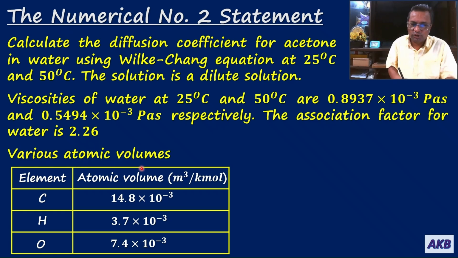Then various atomic volumes are given to us. For carbon, it is 14.8 × 10^-3 meter cube per kilomole. For hydrogen, it is 3.7 × 10^-3 meter cube per kilomole. For oxygen, it is 7.4 × 10^-3 meter cube per kilomole. So let us move on.